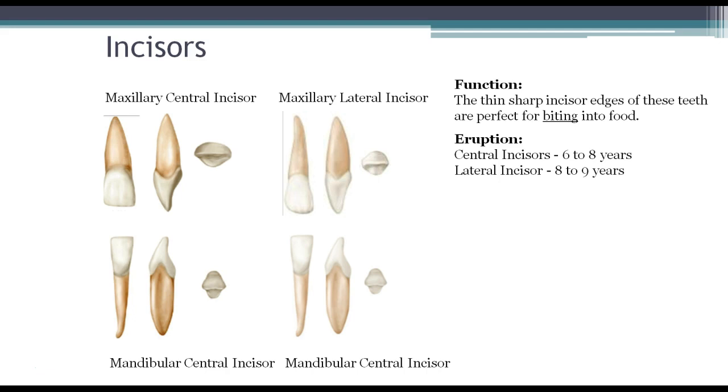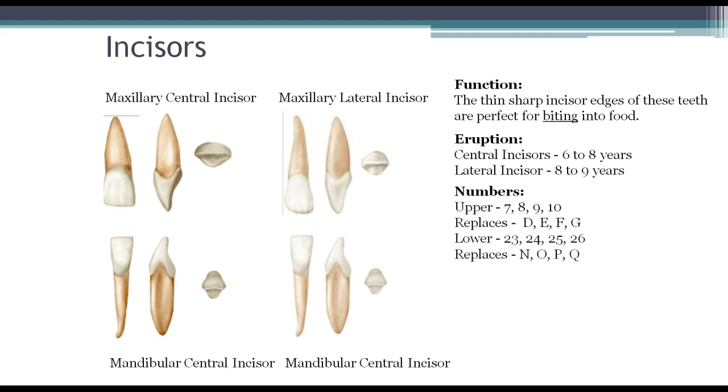These teeth tend to erupt around the age of 6 to 8 years old for the central incisors, and for the lateral around 8 to 9 years old. For the upper arch, the central incisors will be number 8 and 9. The laterals will be number 7 and 10. These teeth replace baby teeth D, E, F, and G. And for the lowers, they will be 23, 24, 25, 26, which replaces baby teeth N, O, P, and Q.